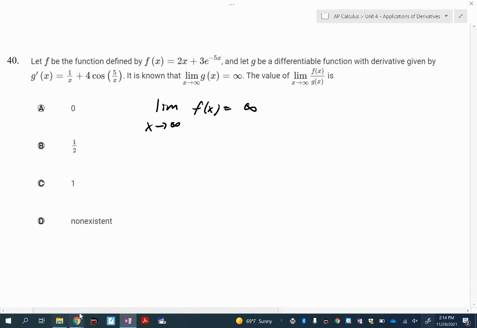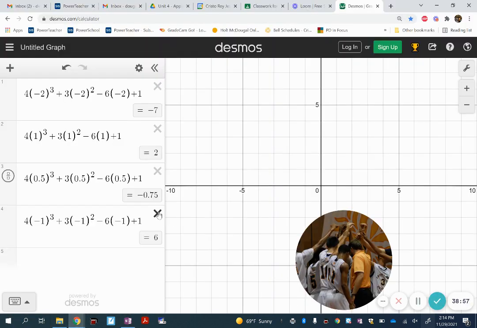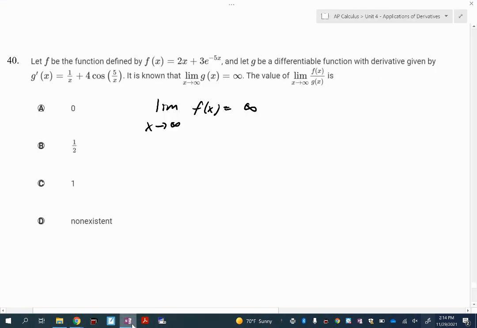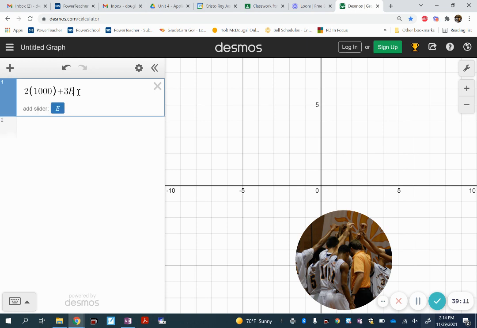But I just pick a big number for infinity. I'll just pick 1,000. So I'm really just looking at f of x first here. So 2 times 1,000 plus 3 times e to the negative 5 times 1,000. You'll notice the answer is just 2,000. That's because if I take this away, I take away the 2 times 1,000.